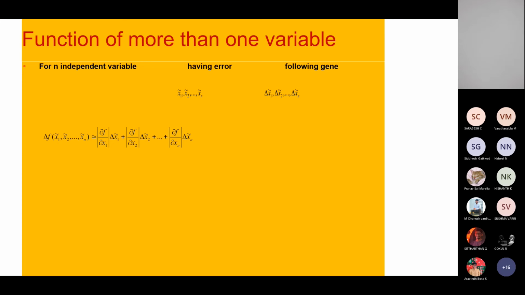Now we look at the case of more than two variables. We have up to n independent variables. So the formula here we get is delta f of x1 bar, x2 bar, up to xn bar equals the partial derivative of f with respect to x1 into delta x1, and so on. It continues.